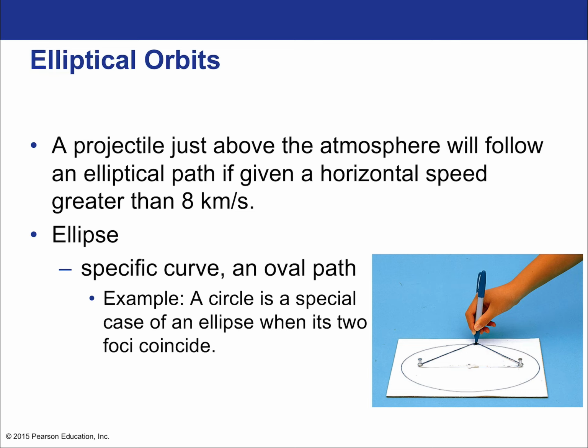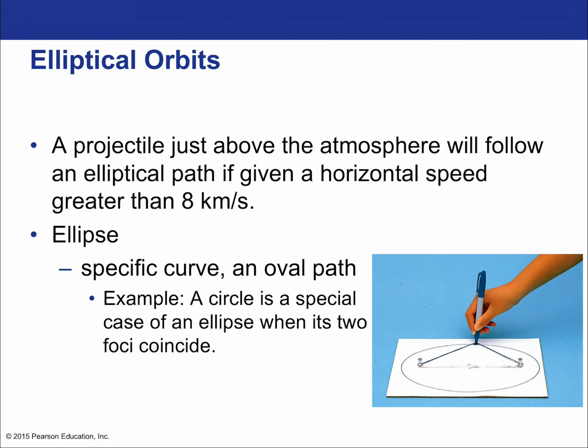A projectile just above the atmosphere will follow an elliptical path if it's given a horizontal speed greater than 8 kilometers per second. So what if you give it too much thrust? Well, then you're going to overshoot the circle a little bit, but gravity will pull you back, but the result is going to be an elliptical path rather than a circular path.